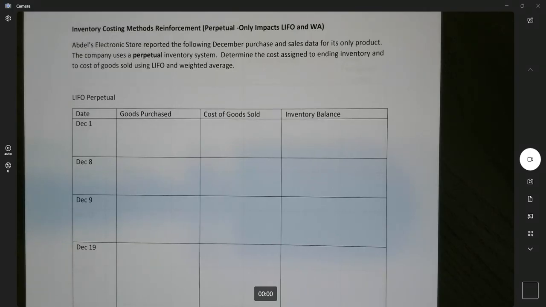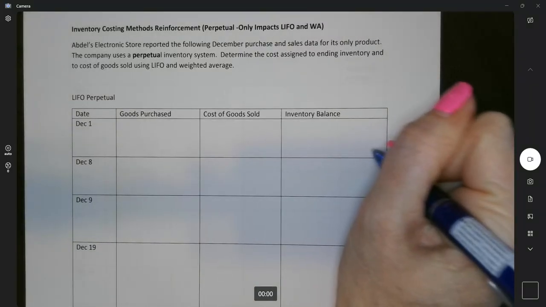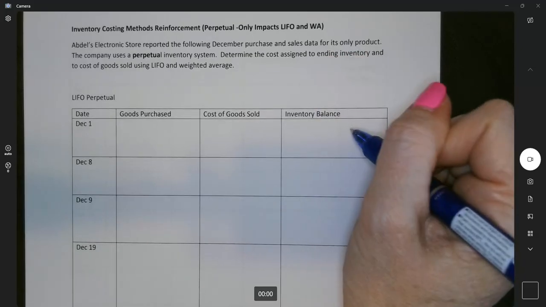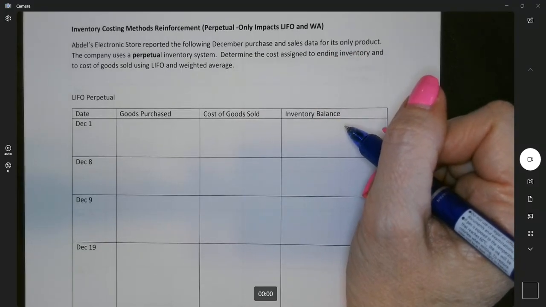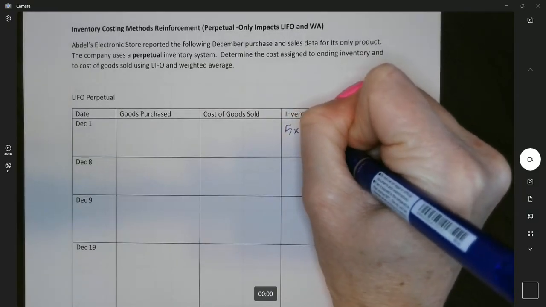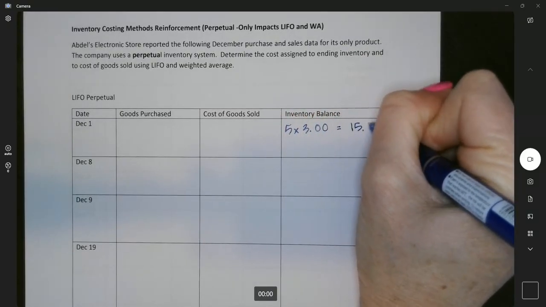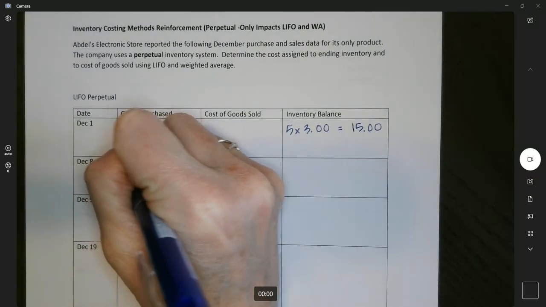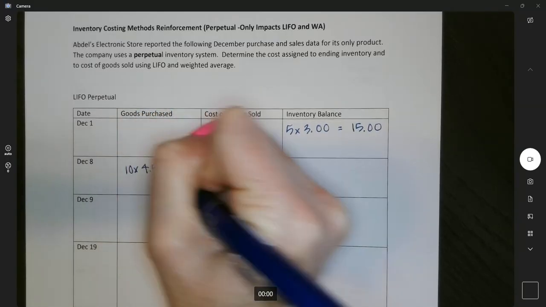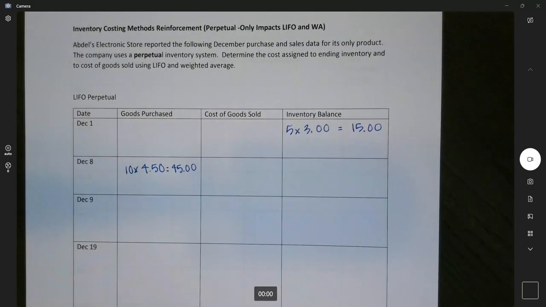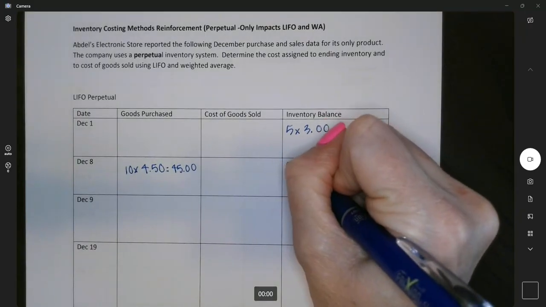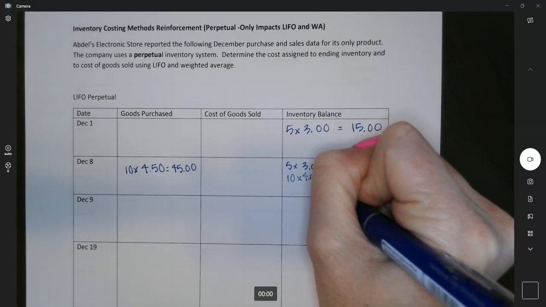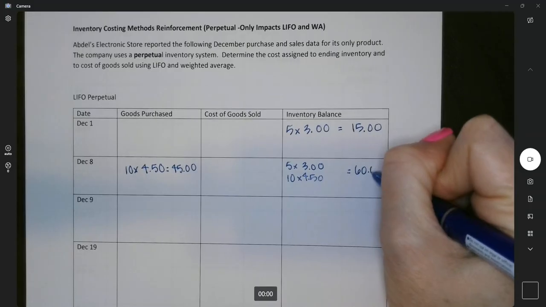So in this particular one, when we're looking at the inventory balance, we're going to have an amount per unit and just keep tabs on the inventory balance, okay? So on December 1st, this is just your beginning inventory. You had 5 units at $3, which is $15. On December 8th, we purchased 10 units at $4.50 for $45. So now our inventory has 5 at $3 and 10 at $4.50 for a total of $60.